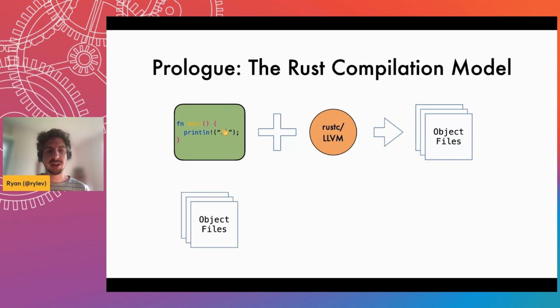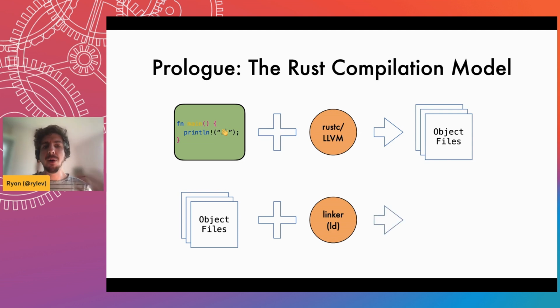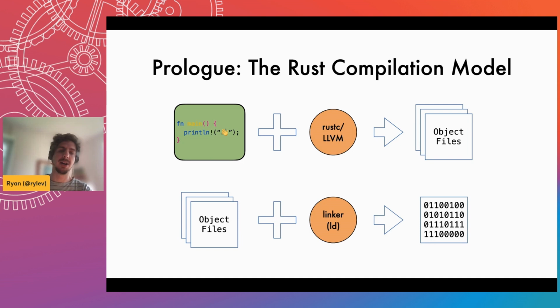So we take those object files, we add in a linker, that's LD in the case of Linux often, and out from the linker comes a binary executable or a binary library, a shared library of some sort or something like that. And that is a program that can actually be run. So that's the compilation model. Keep that in mind. That's what happens before we even start to run our program.